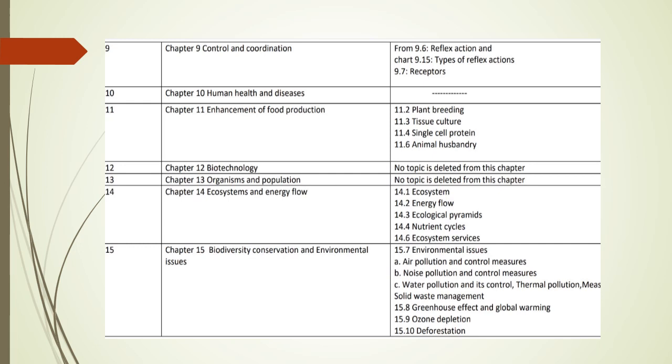Chapter number 11, enhancement of food production, where 11.2, 11.3, 11.4 and 11.6, that is plant breeding, tissue culture, single cell protein and animal husbandry, are only deleted. Rest of it is there for you to study. Chapter number 12 is biotechnology and 13 is organisms and population. Entire lesson is there, a small lesson, a very significant lesson, which has less credit but is very important for all of us.